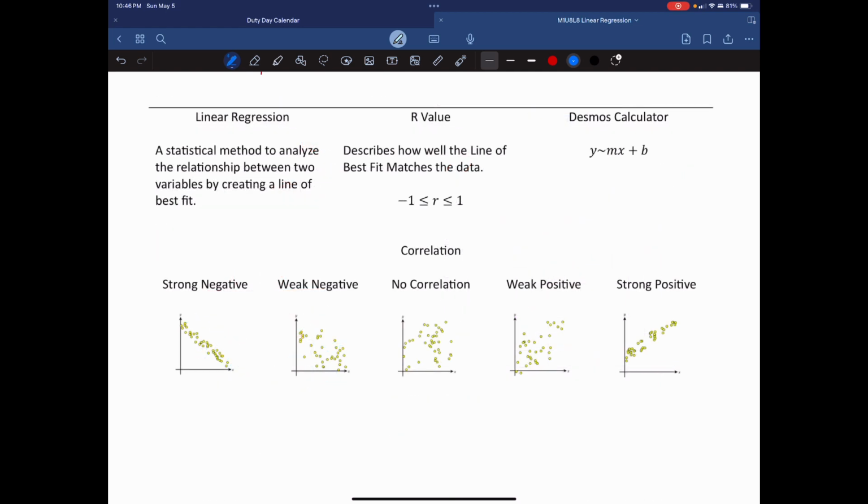All right, so if you go down to the page for our notes, this is everything you need for this section, okay? Basically, a linear regression is a statistical method to analyze the relationship between two variables by creating a line of best fit, okay? So that line you've been given in some examples, we are now going to be able to create ourselves, okay? And when we are looking at it, we're going to be given an R value, okay?